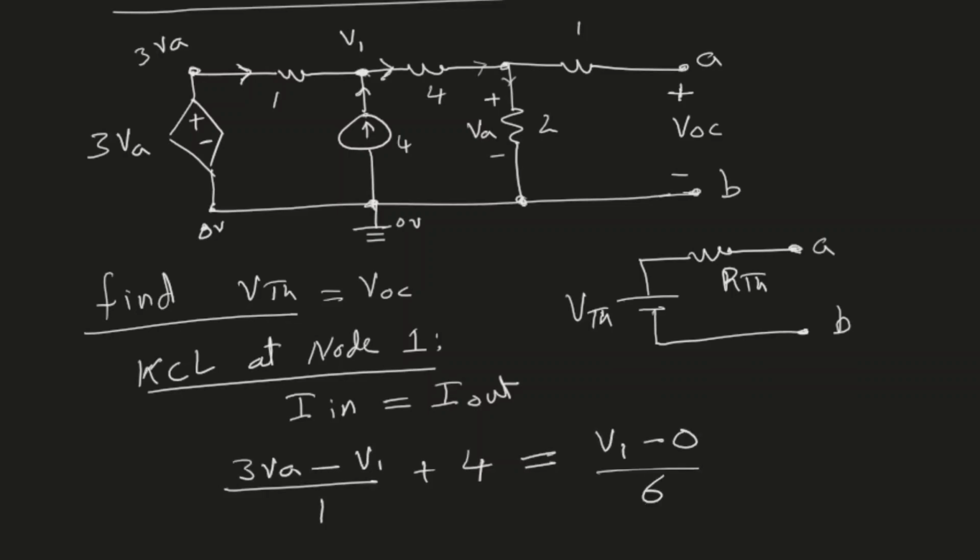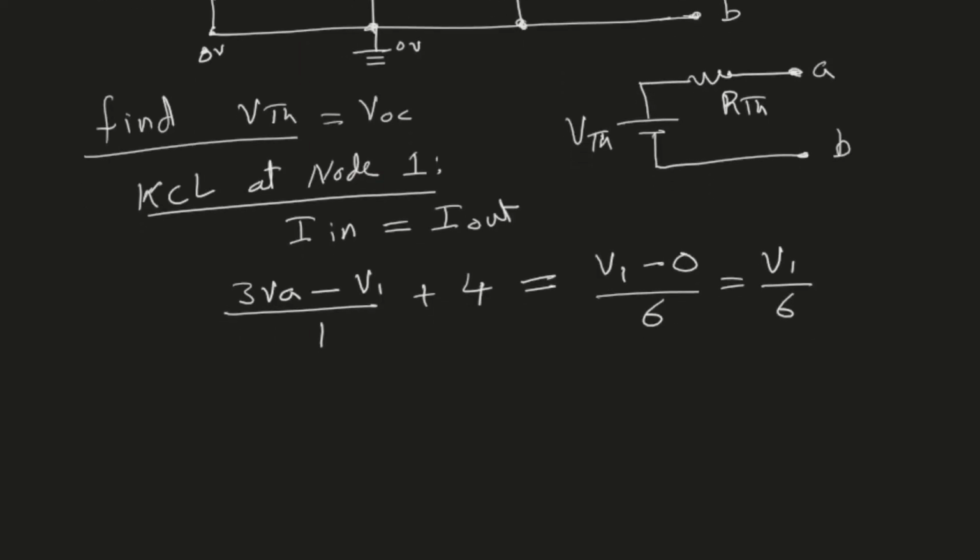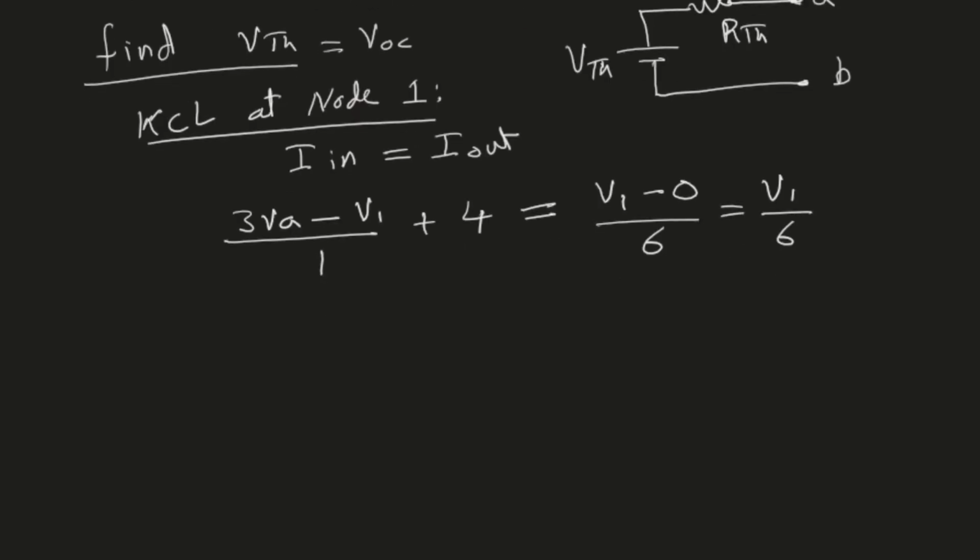So you see, this is how we can avoid unnecessary nodes V2 over here. So the current that is leaving is now V1 divided by 6. All right, so this is our equation. Now let me try to simplify it a little bit. So we will multiply by 6 on both sides. So that will give me 6 times 3, 18 VA minus 6 V1 plus 24 equals to V1.